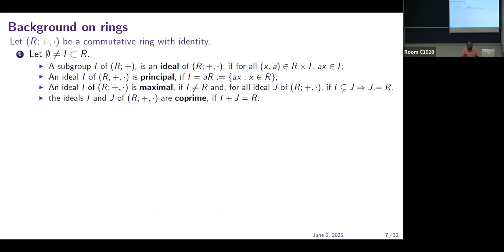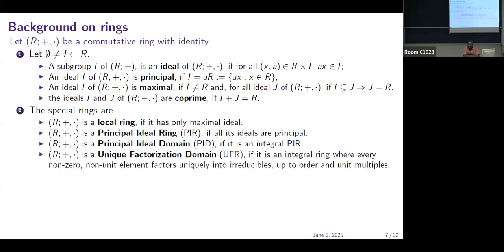Okay, continue. Ideals I and J are coprime if I plus J equals the ring. We have special rings. A ring is local if it has only one maximal ideal. A ring is a principal ideal ring if all its ideals are principal. A ring is a principal ideal domain if it is an integral principal ideal ring. A ring is a unique factorization domain if it is an integral ring where every non-zero and non-unit element factors uniquely into irreducibles up to order and unit multiple.